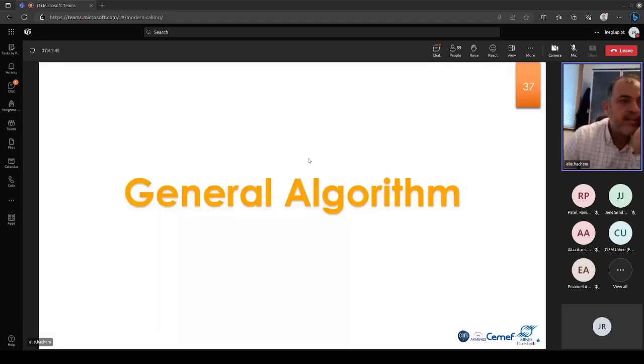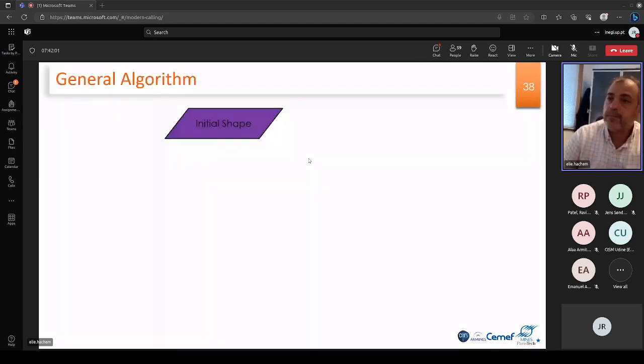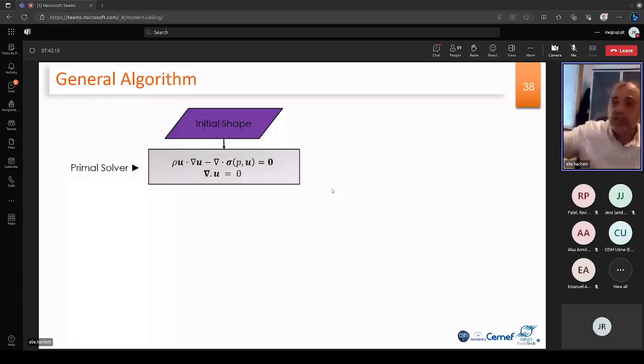So if you want to see it as a general algorithm, if you want to implement it, you can say what I have now in Python or any code, and what I don't have, so I construct the rest. So you have an initial shape, okay, and you can solve the Navier-Stokes equation for the flow that goes inside this shape, any shape, it could be a big block, okay, you have now the velocity and the pressure.